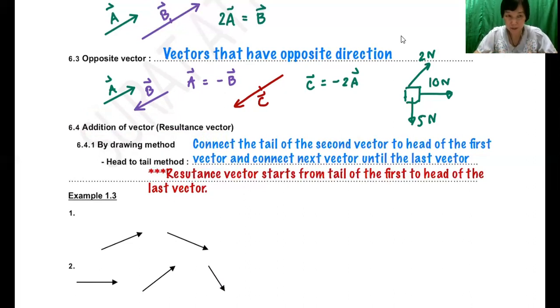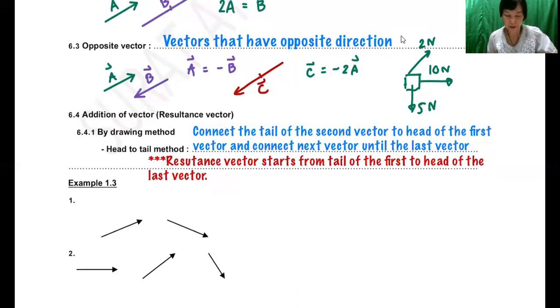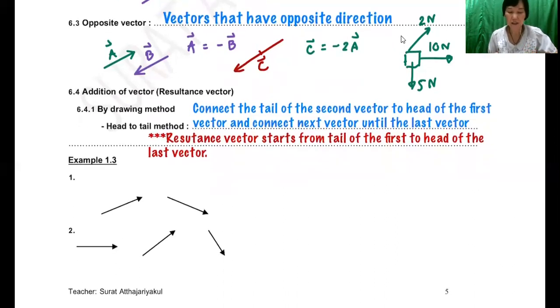For the drawing method to draw the resultant vector, we can also classify it into two methods. The first one we call the head to tail method, and the second one of the drawing method we call tail to tail, or parallelogram. Okay, let's see the first method first, head to tail.